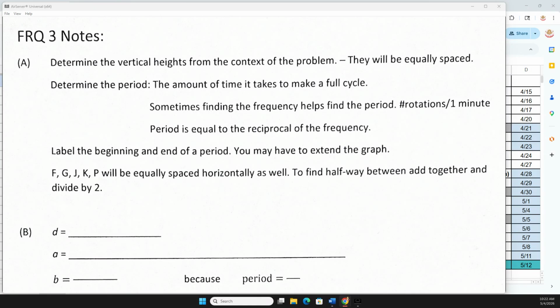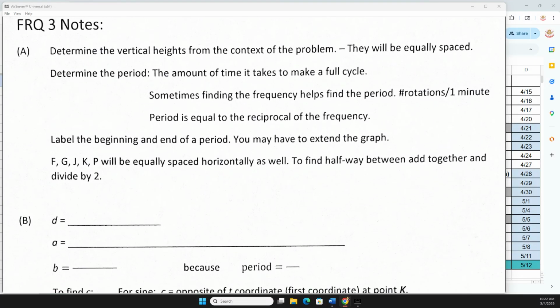All right, and then you'll have to figure out the period. So sometimes they give you the frequency, sometimes they give you the period. The period is going to be how long it takes for one cycle. And then sometimes they don't tell you that. They'll tell you that there's 5 rotations in 1 minute. So that's a frequency. So if you figure out the frequency, just do the reciprocal to find the period.